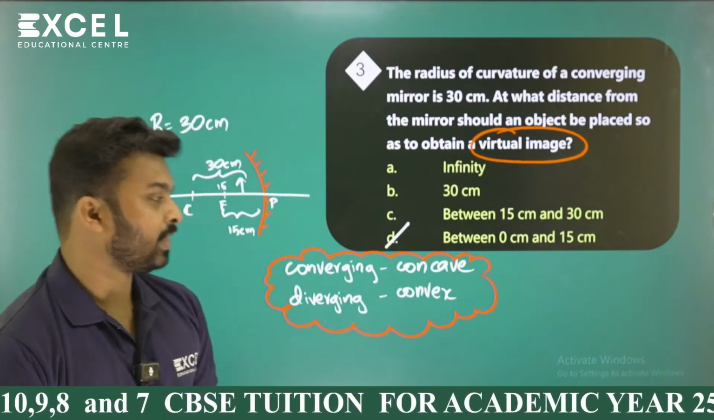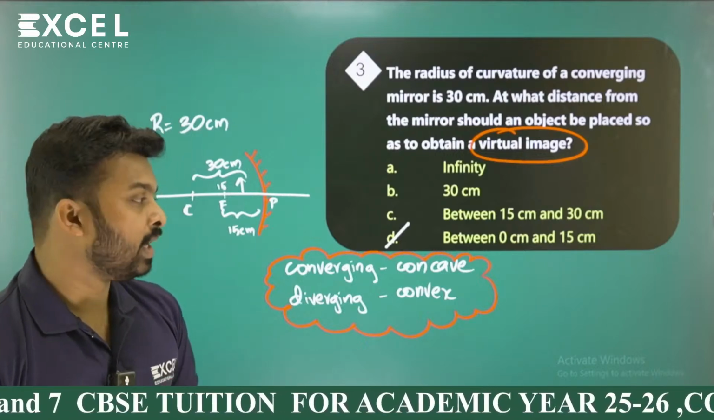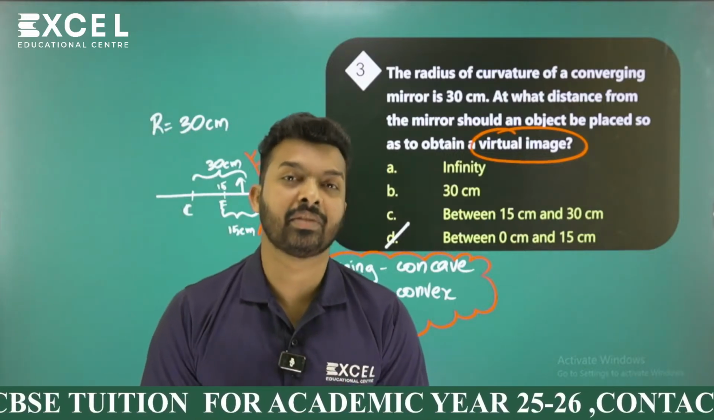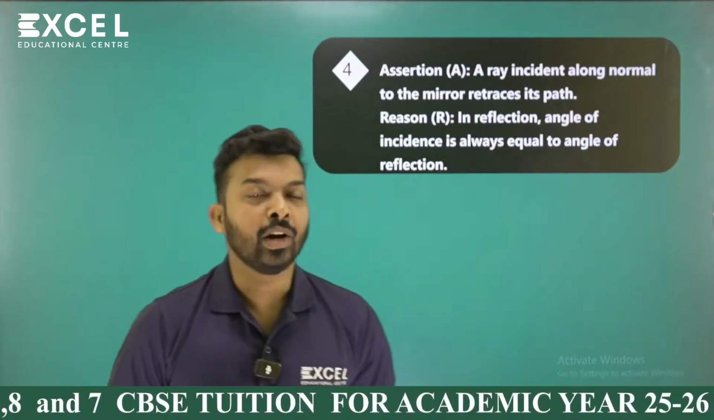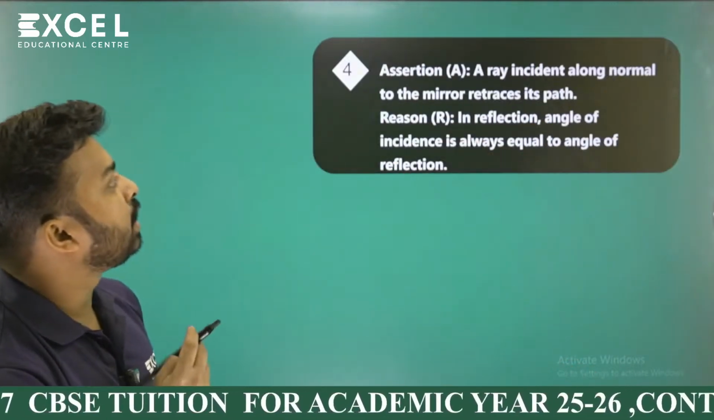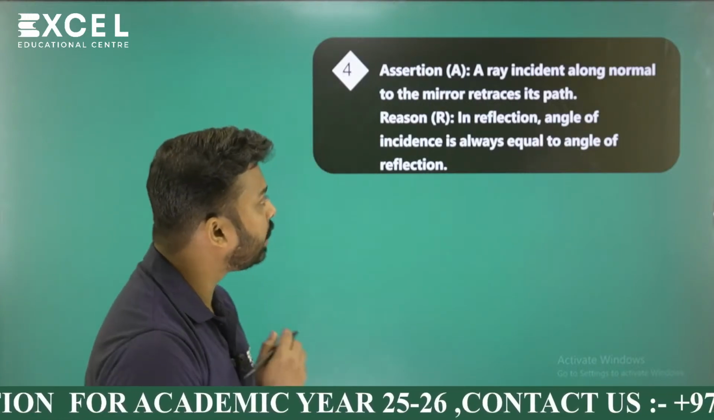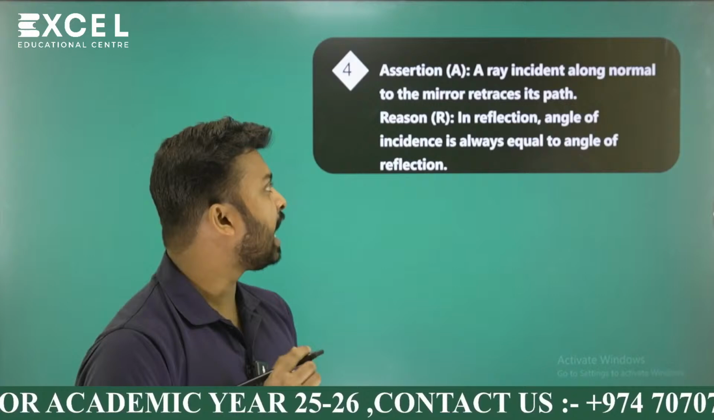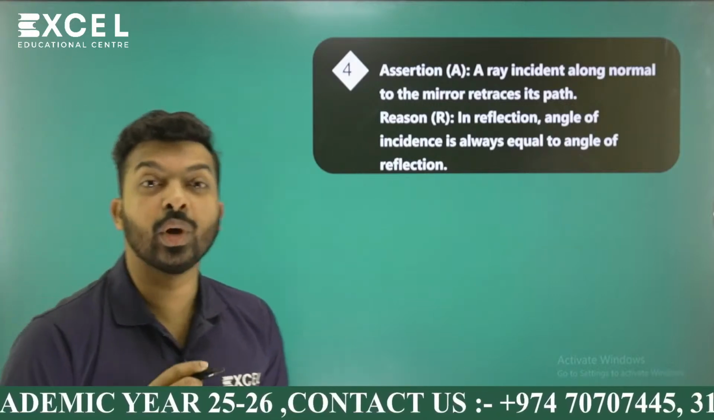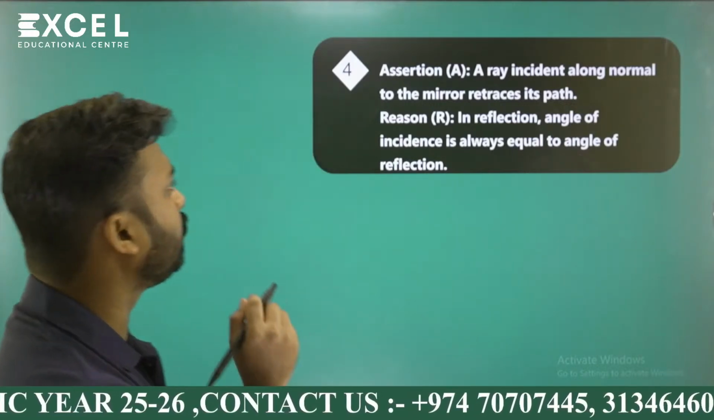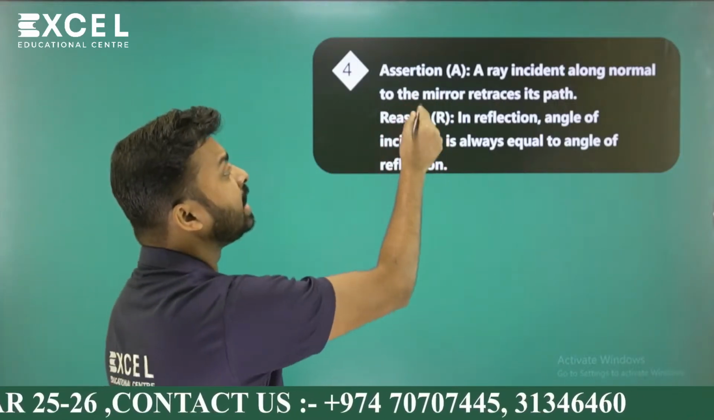Okay, so now let's go for the next question. Now we'll go for an assertion reason question. A ray incident along the normal to the mirror retraces its path. And what is the reason? In reflection, angle of incidence is always equal to angle of reflection. So first of all, let's go for the assertion.